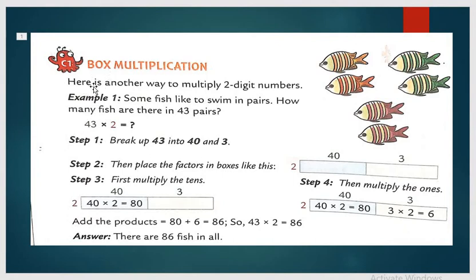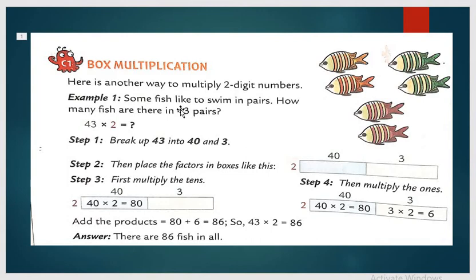Box multiplication is another way to multiply a two-digit number. So example number 1 is: some fish like to swim in pairs. We don't say how many fish. Some fish like to swim in pairs, and how many fish are there in 43 pairs? So 43 multiplied by 2. How many fish are there in 43 pairs?